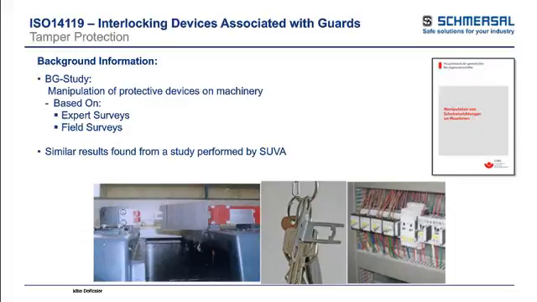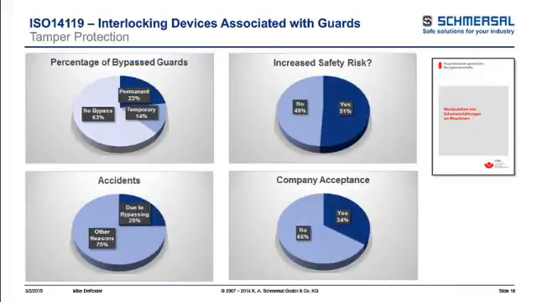And you start thinking, why would somebody go to those extremes? Tamper resistance, or people tampering with guards and safety devices, it is an issue, and it leads to a very dangerous condition on a machine. So a huge section of this standard really deals with tamper protection. And one of the reasons you see by the results of that study that I just talked about, you can see some of the results in these pie charts here.